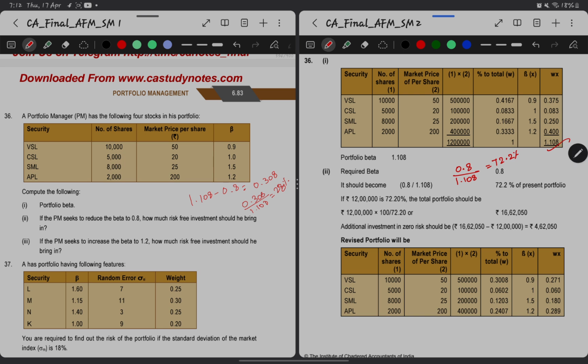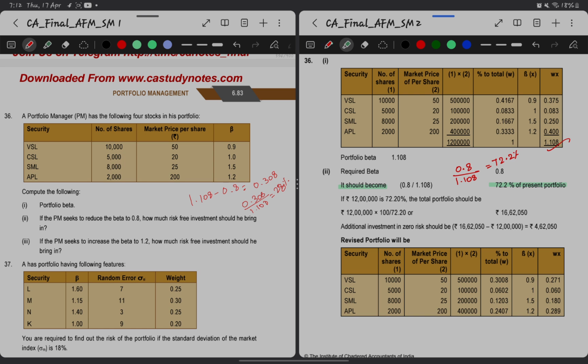So okay, correct, sorry, actually they mentioned it should become 72.2% of the present portfolio. So after the reduction to 0.8, the portfolio will become 72.2% of the present portfolio. Which signifies the current portfolio, whichever is at 100% with the current beta, with the current sensitivity, if the current portion becomes 72.2%, then the rest portion will be the risk-free return, which has to be brought in, correct?